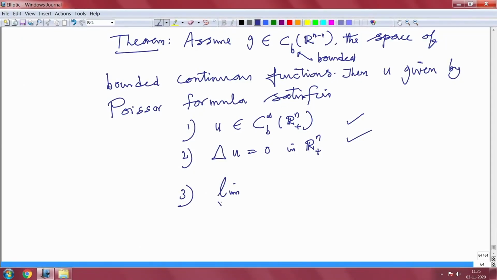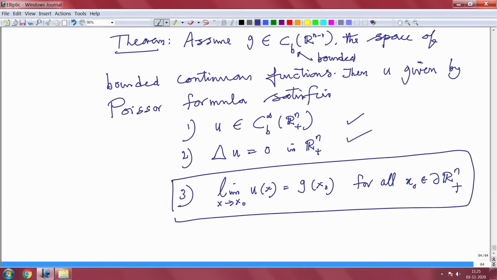The limit as x tends to x naught of u(x) is equal to g(x naught), for all x naught in the boundary of R^n plus. So, what remains is only to prove this fact.